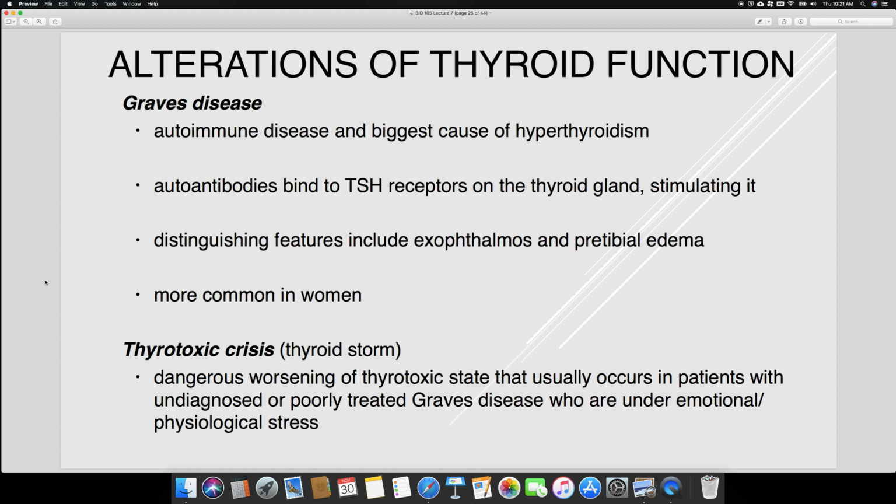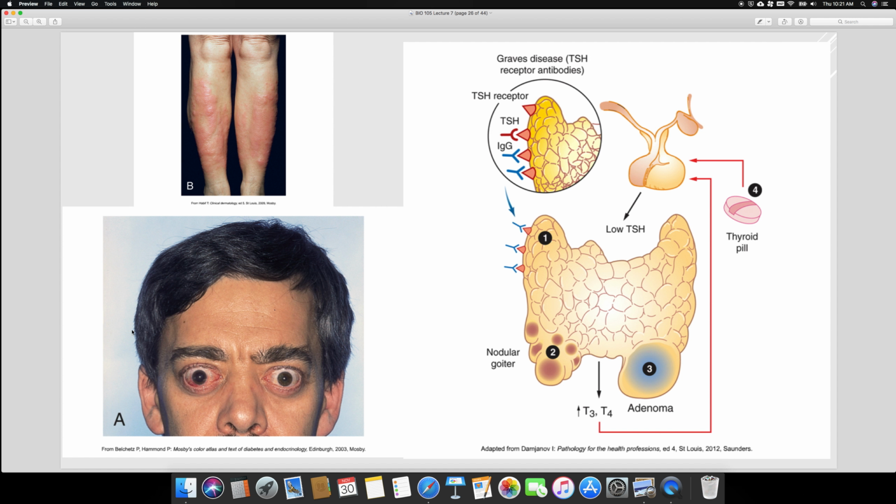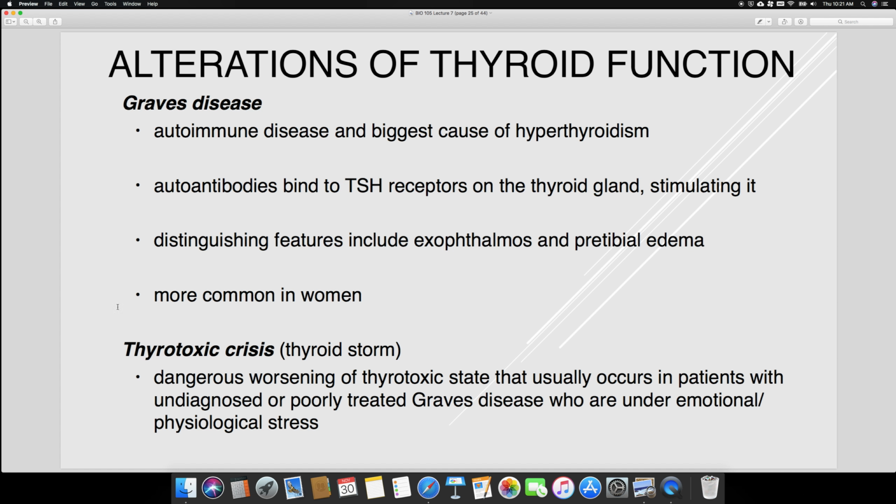So a couple of distinguishing features along with all of the other manifestations of hyperthyroidism. Exophthalmos, which is this characteristic bulging of the eyes, as well as pretibial edema, which is edema in front of the tibia. More common in women, which we know is characteristic of the autoimmune diseases.